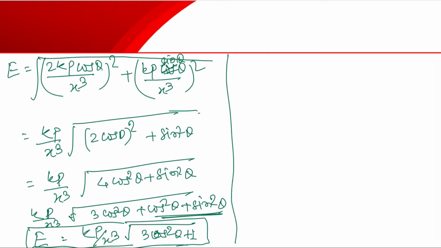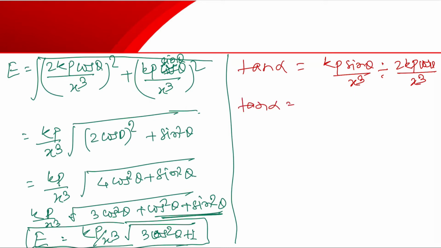Okay. Now if you find the relation between alpha and theta, from the diagram we can write tan alpha will be kp sin theta by x cube upon 2 kp cos theta by x cube. That we can write tan alpha equals kp sin theta by x cube into x cube by 2 kp cos theta.